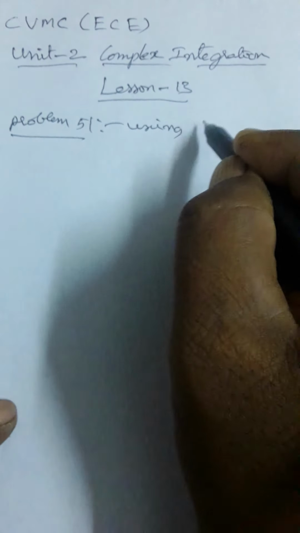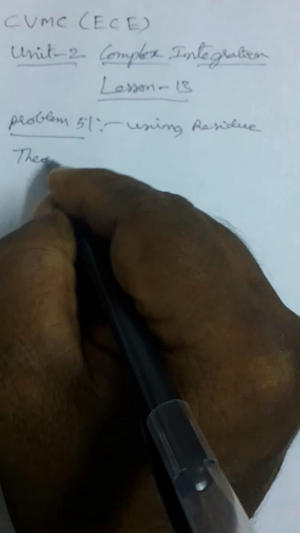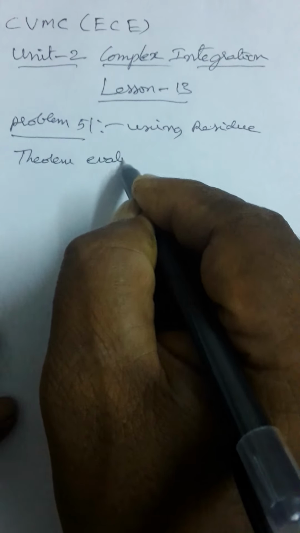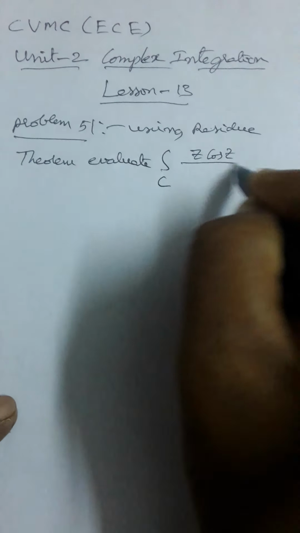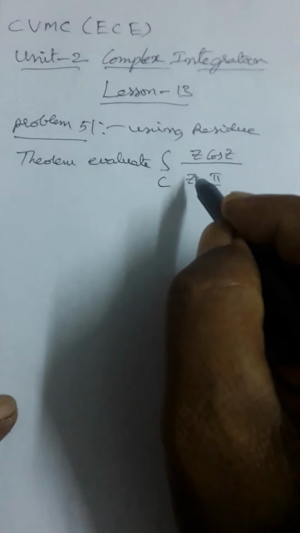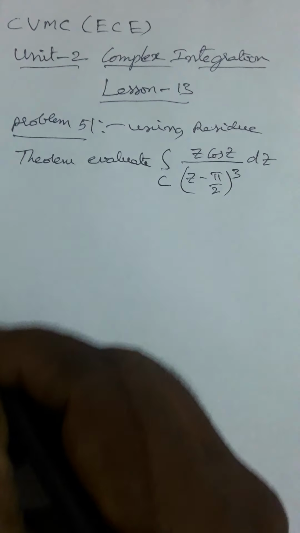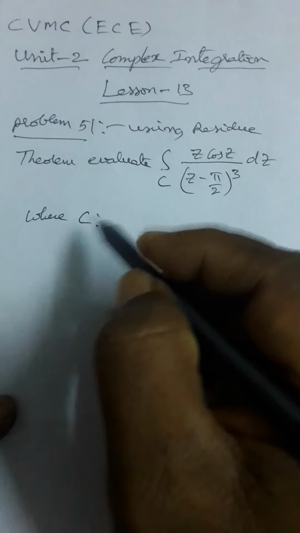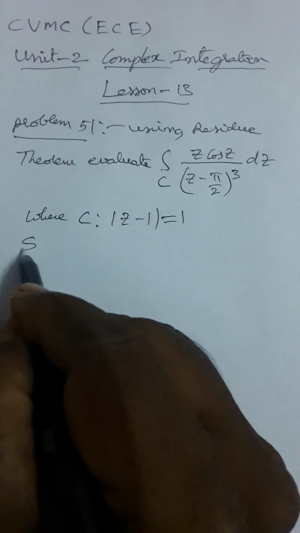Using residue theorem, evaluate integral over C z cos z by z minus pi by 2 whole cube dz, where C is such that mod z minus 1 is equal to 1.